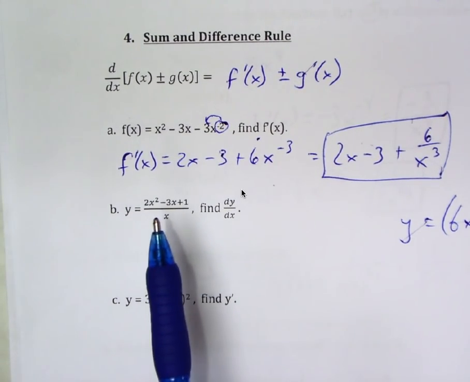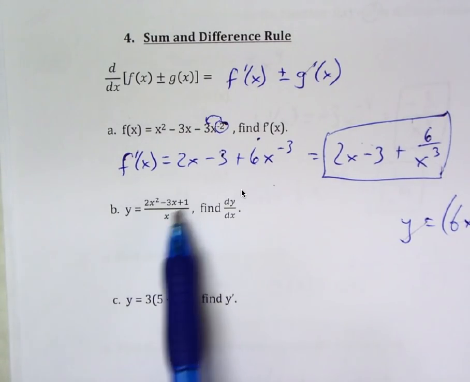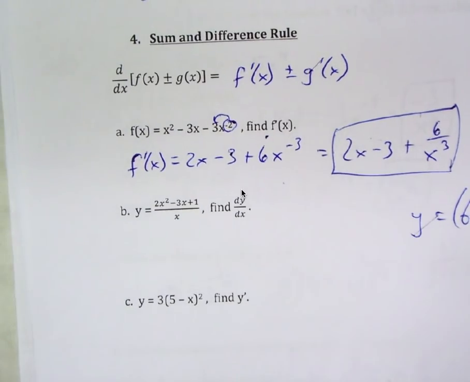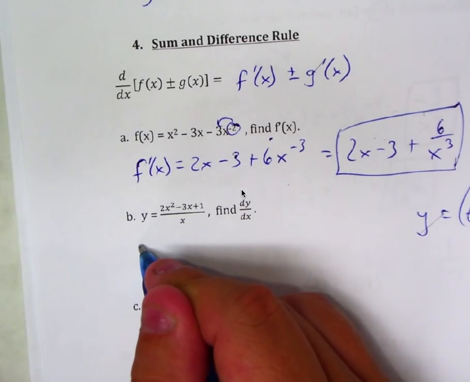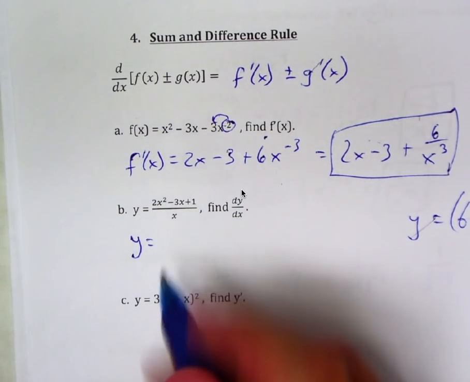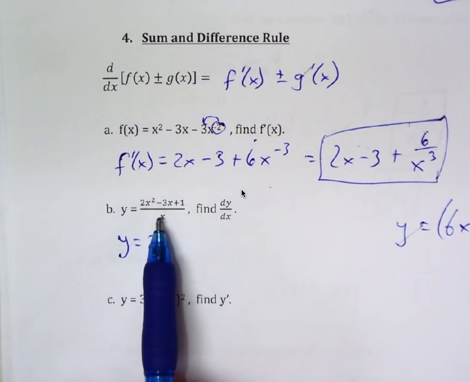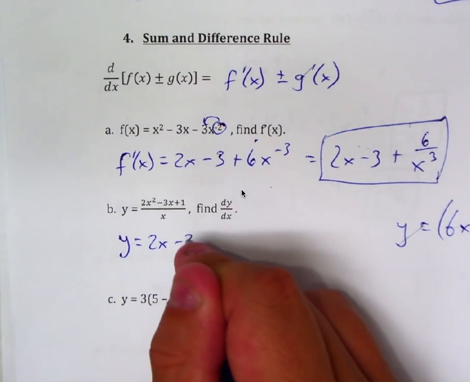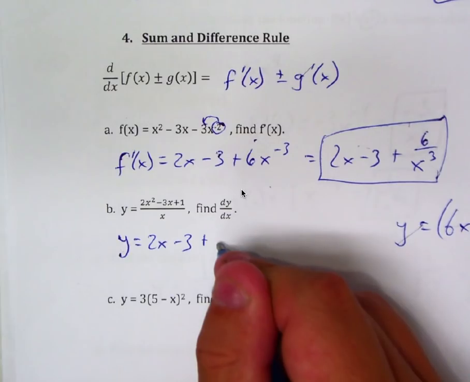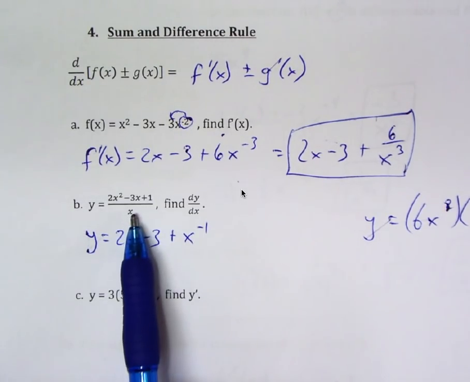When you're dividing by a monomial, by one term, you can take every term in the numerator and divide it by that denominator and split it up into 3 separate terms in this case. I can write this as y equals, well, 2x squared divided by x is 2x. Negative 3x divided by x is negative 3. And then plus 1 over x, which is x to the negative first. So take every term in the numerator and divide it by x.